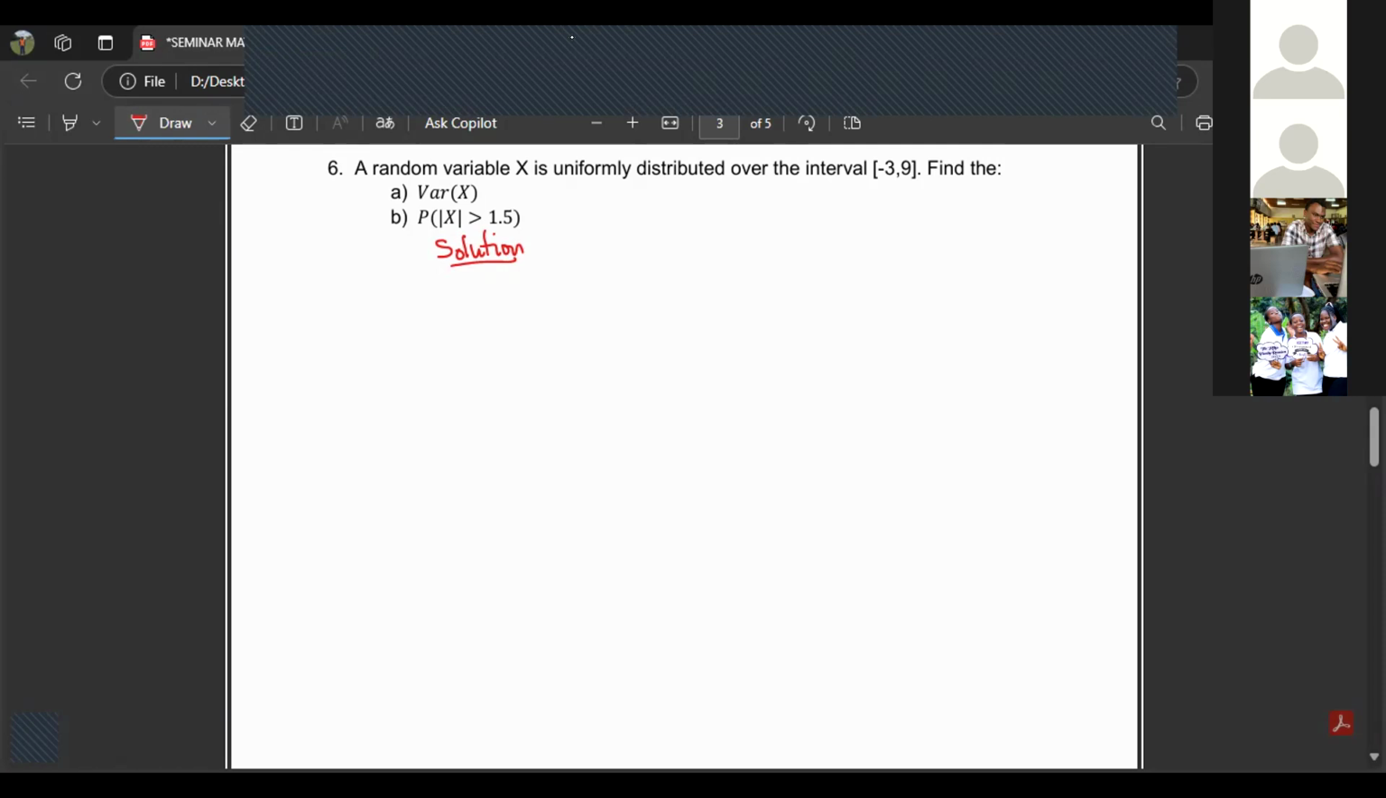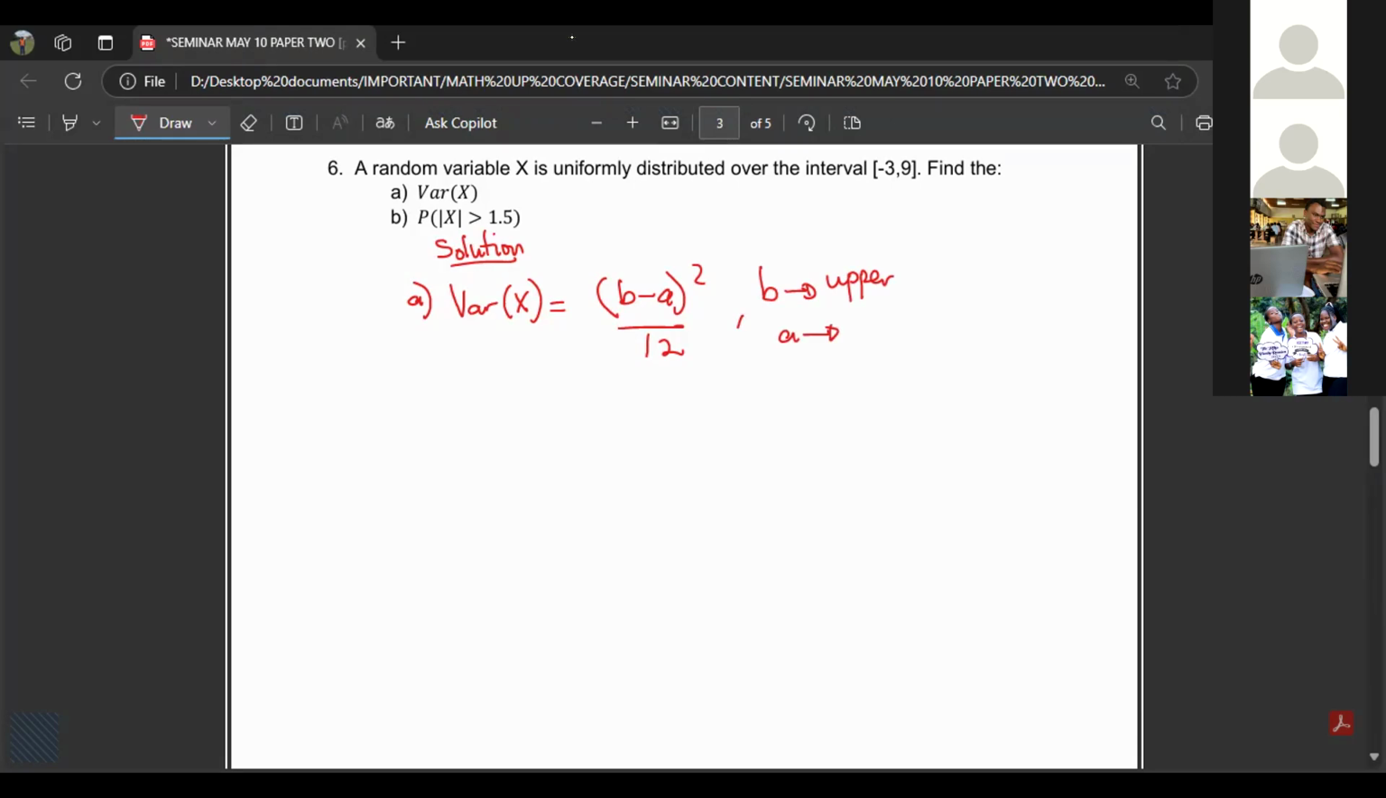This is a really simple one because if you have a data set where the data is uniformly distributed and you only have the maximum and minimum, or the upper limit and the lower limit, the variance of the random variable is given by (B minus A) squared over 12, where B is the upper limit and A is the lower limit. So the variance in this case is going to be 9 minus -3 squared over 12.